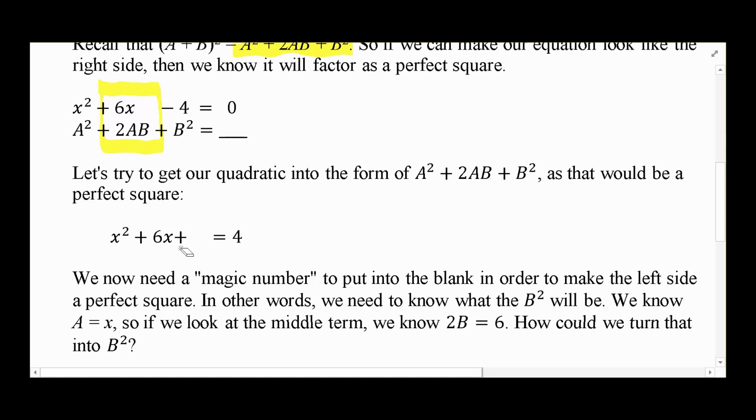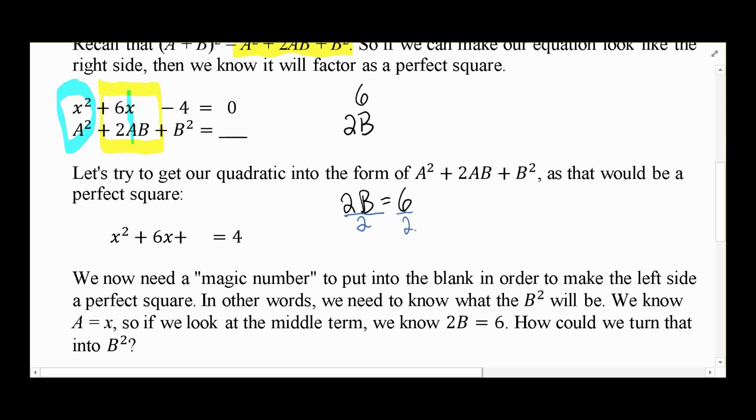So going back up to my middle term, I can see that a and x are the same thing. So if I ignore the a and the x, then what I see left is 6 and 2b are supposed to match up. So 2b is the same thing as 6. But what I want to plug into that blank that's sitting there is b squared. So how can I figure out what b squared is equal to?